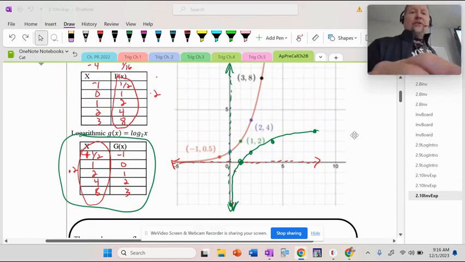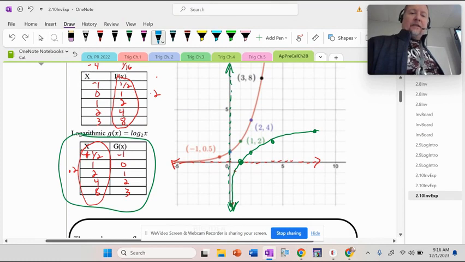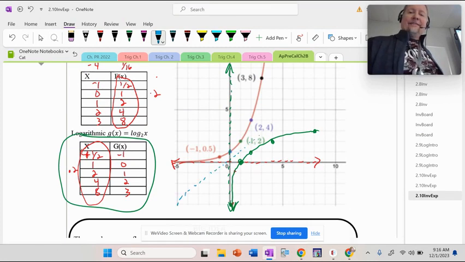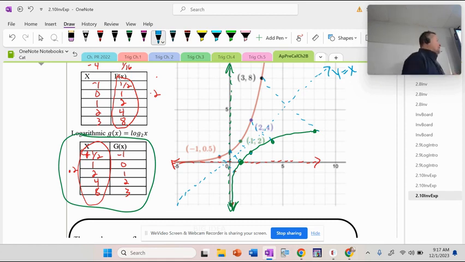One thing I want you to write here, and this is going to be written down in that box later: this is, again, the y equals x line, and we have symmetry. This point is symmetric with this point, this point is symmetric with this point, and so on. So those relationships hold true. That's symmetry about the y equals x line.